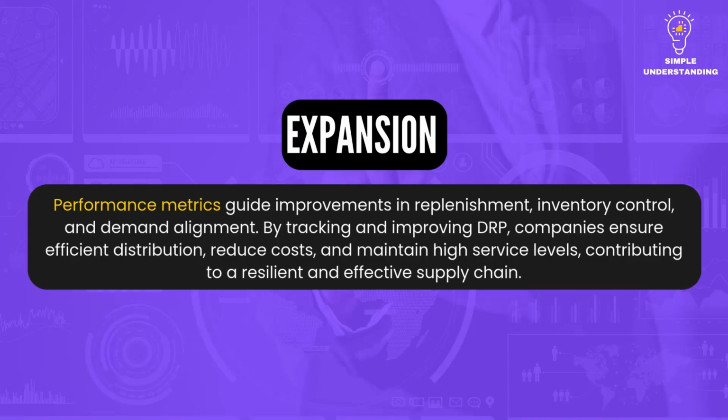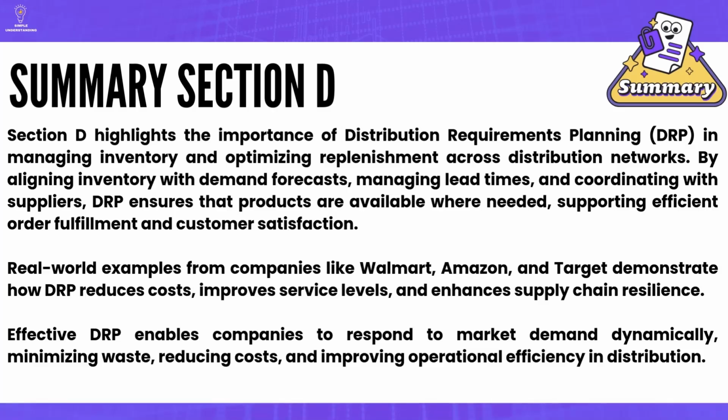Expansion. Performance metrics guide improvements in replenishment, inventory control, and demand alignment. By tracking and improving DRP, companies ensure efficient distribution, reduce costs, and maintain high service levels, contributing to a resilient and effective supply chain. Summary of Section D.